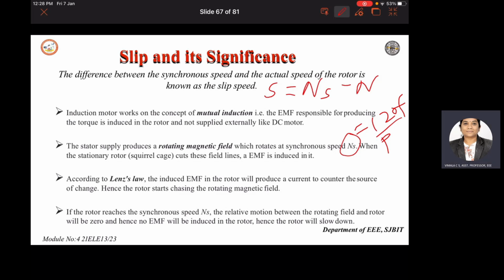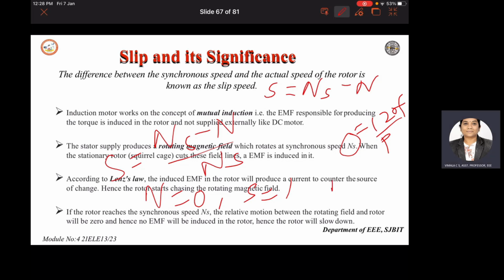At start, when N is equal to 0, S is equal to 1. When you apply N equal to 0 in the equation S equal to Ns minus N divided by Ns, S is equal to 1. The stationary rotor has maximum relative motion with respect to the RMF. Hence maximum EMF gets induced in the rotor at start when S is equal to 1.